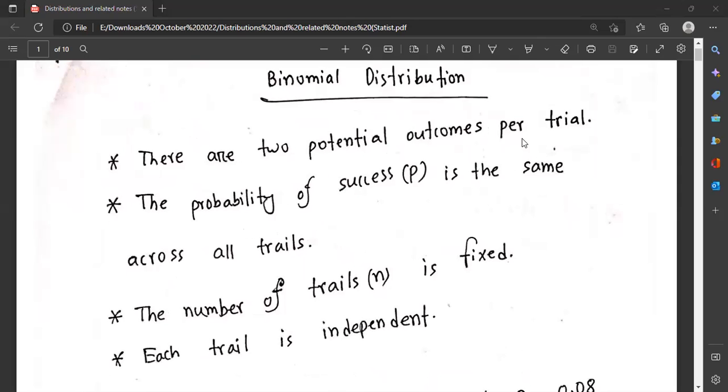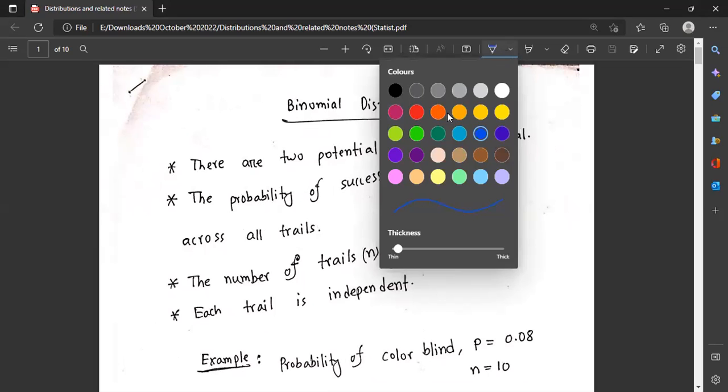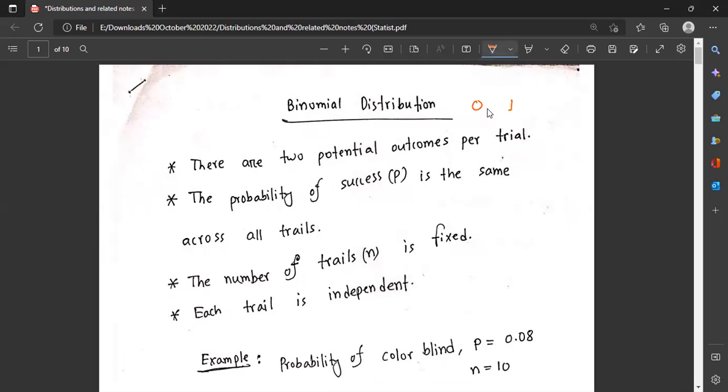So now let's go to statistics and see some distribution functions. Firstly, we have a binomial distribution. It's like a 0-1 distribution. We have only two options: one is either yes and another one is no. Let's say we flip a coin. We can get head or we can get tail, right? There are only two potential outcomes per trial. That's the binomial distribution. And the probability of success is the same across all trials.